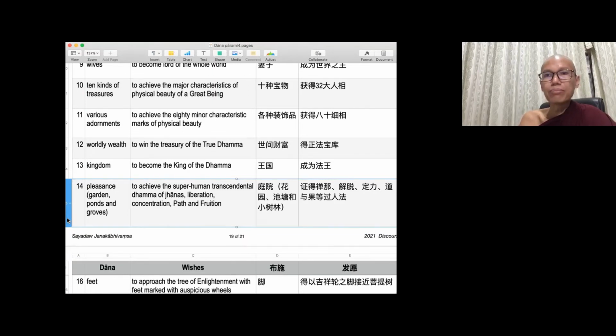Uttarimanussa dhamma is the superhuman's Dharma, the high class people's Dharma properties. So to get that, the Buddha as a Bodhisattva donated gardens, ponds, groves. So we should do that. We should donate such kinds of things.